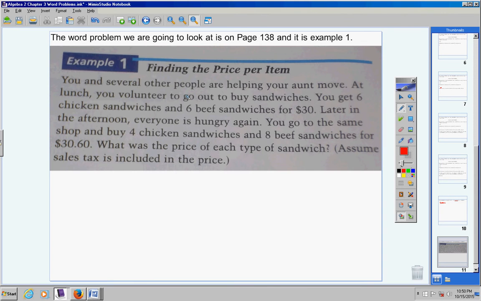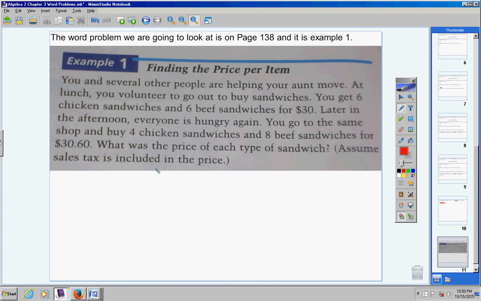You and several other people are helping your aunt move. At lunch, you volunteer to go out and buy sandwiches. You get 6 chicken sandwiches and 6 beef sandwiches for $30. Later in the afternoon, everyone is hungry again. So you go to the same shop, and this time you buy 4 chicken sandwiches and 8 beef sandwiches for $30.60. What's the price of each type of sandwich?